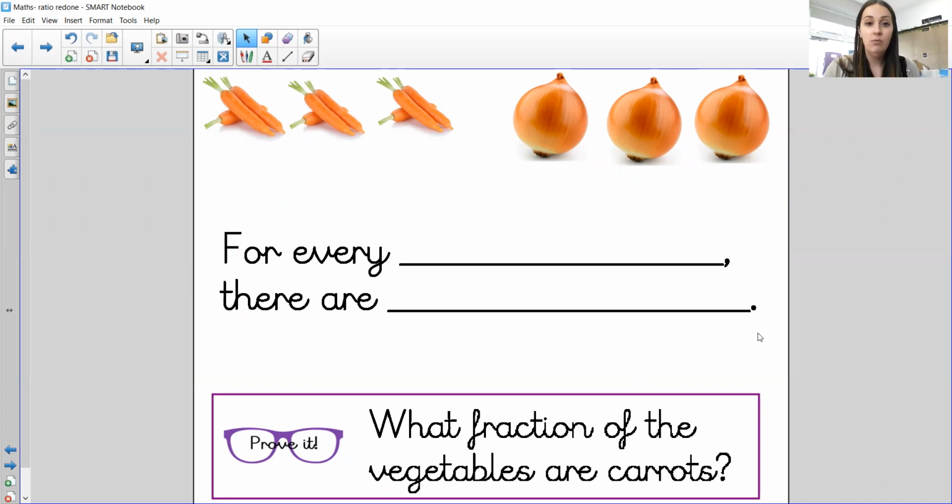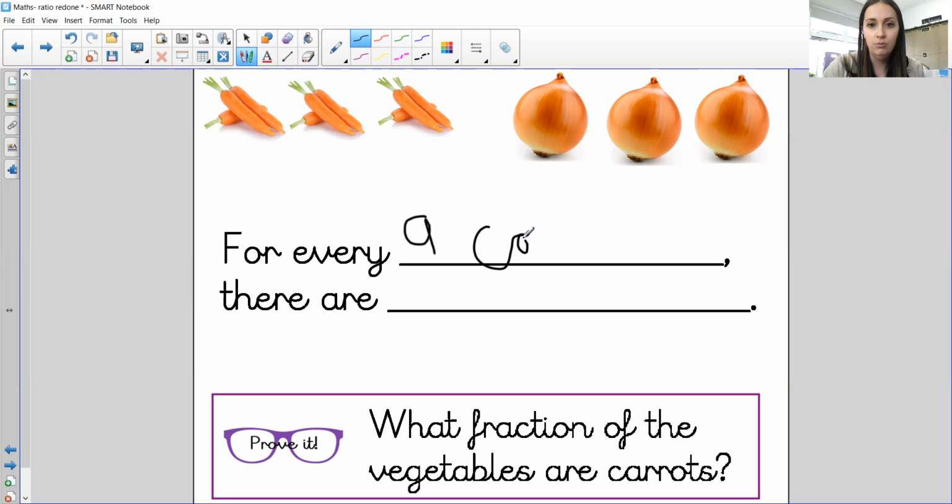When we say for every something, there are something, how would you fill in the gaps? You are hopefully telling me for every nine carrots, there are three onions.